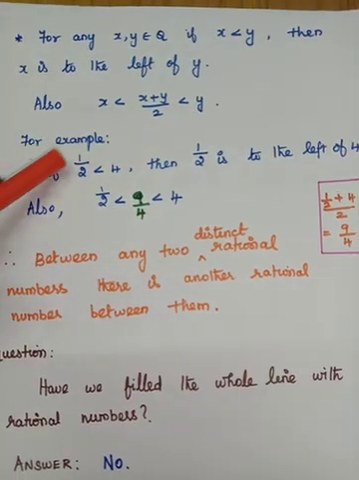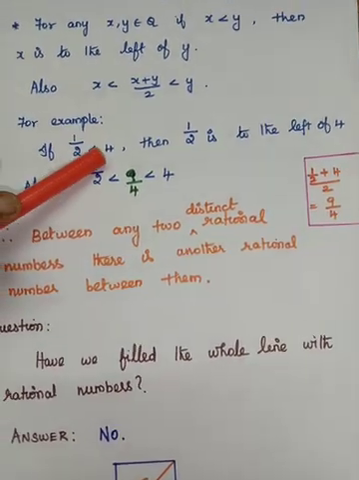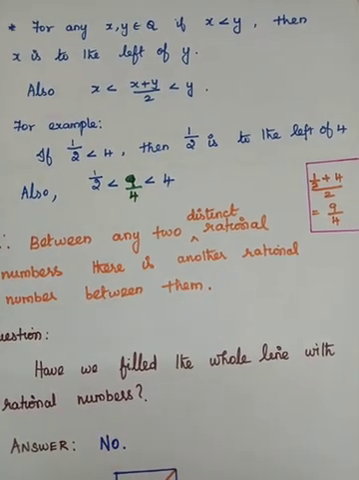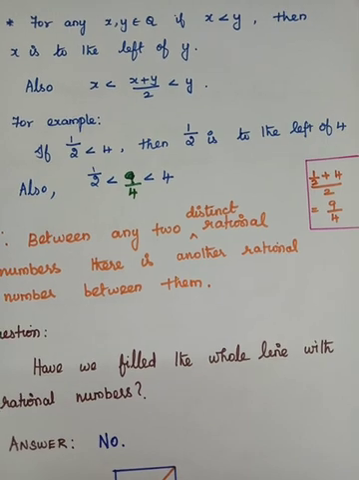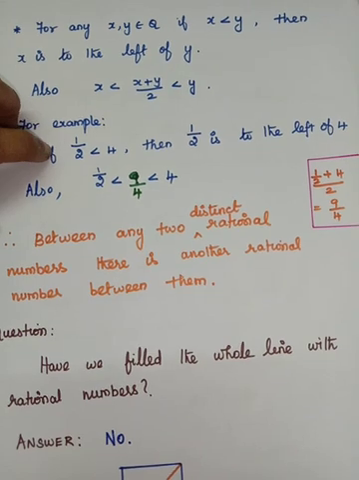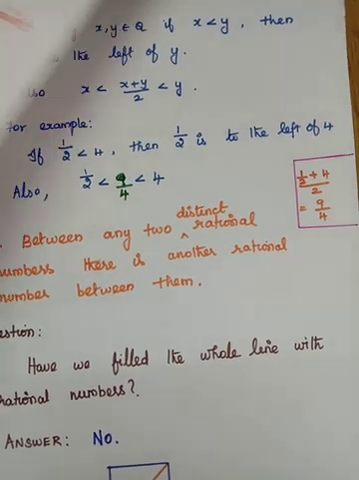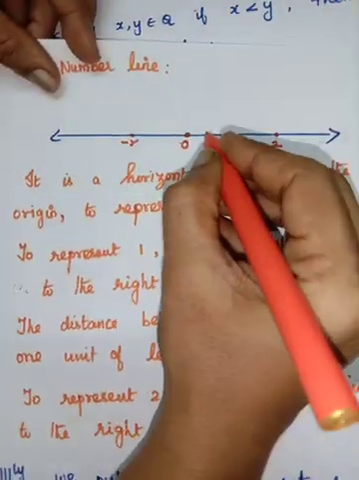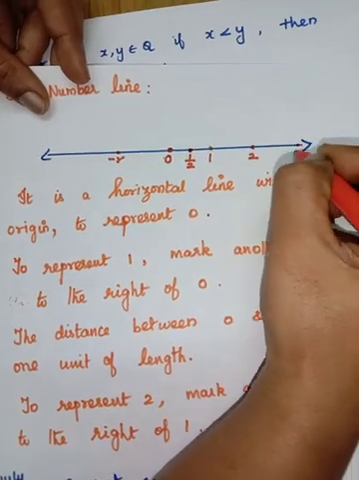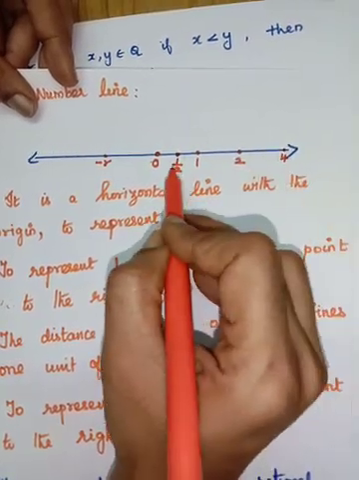To explain this, I'll take this example. 1 by 2 is a rational number and 4 is also a rational number. This 4 can be written as 4 by 1, so it is in the form of m by n. So 1 by 2 and 4 are rational numbers. You know very well 1 by 2 is less than 4, so where do we have to write 1 by 2? 1 by 2 is written to the left of 4. You see the number line. 1 by 2 is 0.5, so this is 1 by 2. Next we have to mark 4 here. So 1 by 2 is less than 4 means 1 by 2 is left of 4.